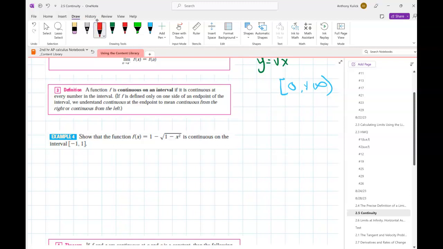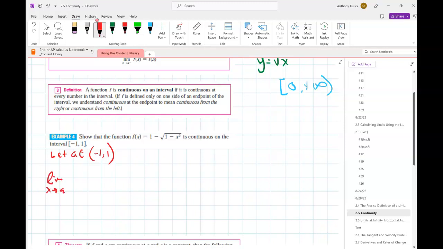Okay. So if I want continuity on this interval, I have to show continuity at a point for every point on that interval. So I'm going to start by taking some a from the interval. Actually, we should do this. Let's use the open interval, and then we'll check the endpoints separately, because the definition for the endpoints is different than our definition for the meat of the interval.